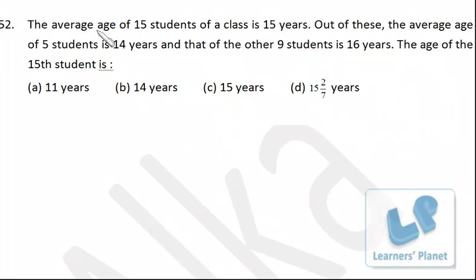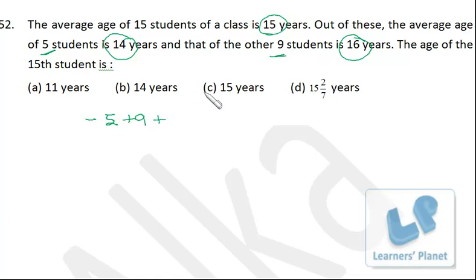Now this question: the average age of 15 students of a class is 15 years. Out of these, the average age of 5 students is 14 years, and of other 9 students is 16 years. Find the age of the 15th student. Okay, again you can go by the deviation method. Now in this case, the average age is 15. So for these 5 students, the deviation is negative because their ages are 1 less than the average. So deviation is negative 1 for 5 students, so total deviation is minus 5. Right, for 9 students, deviation is positive 1, so total deviation will be 9 into positive 1, that is 9, right?